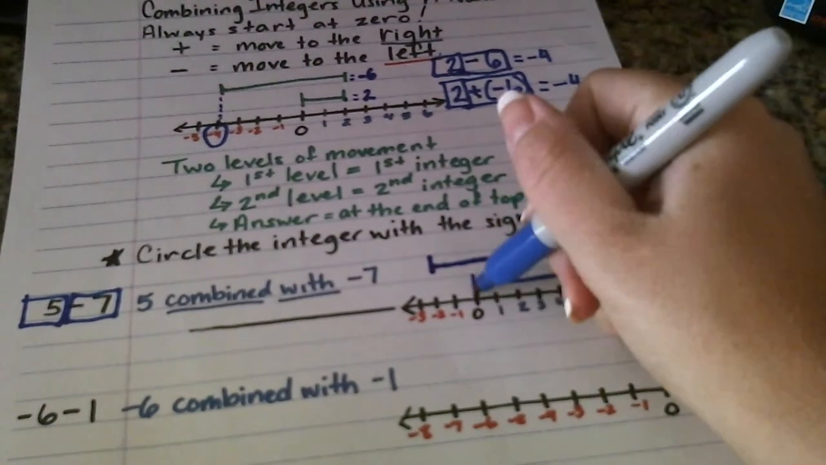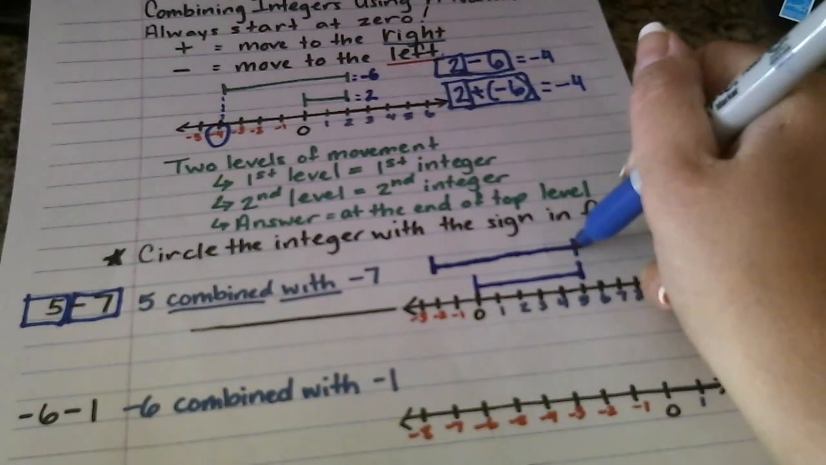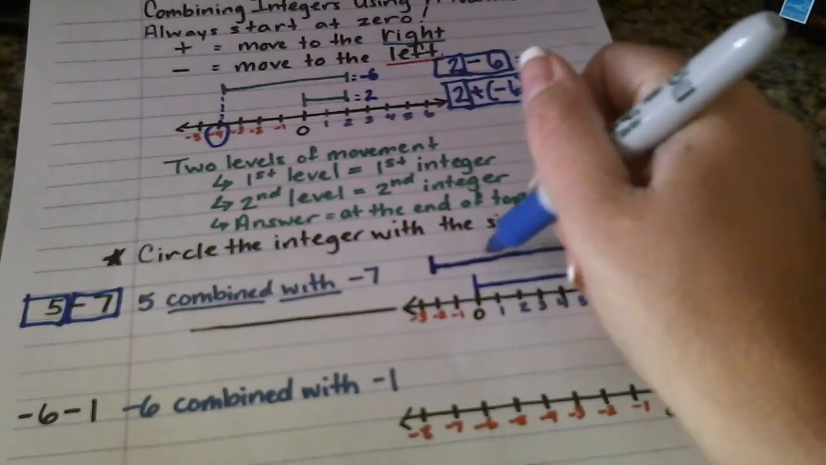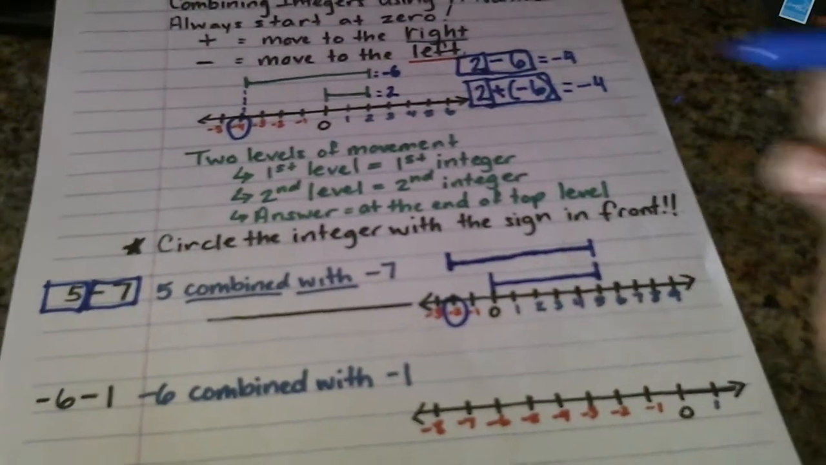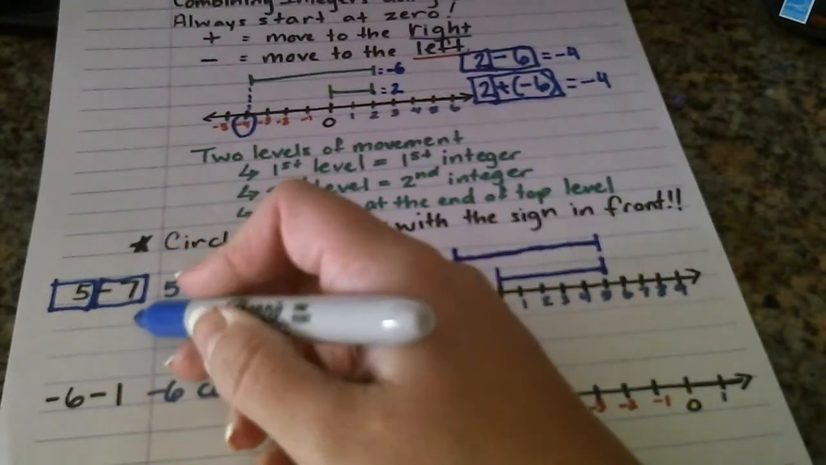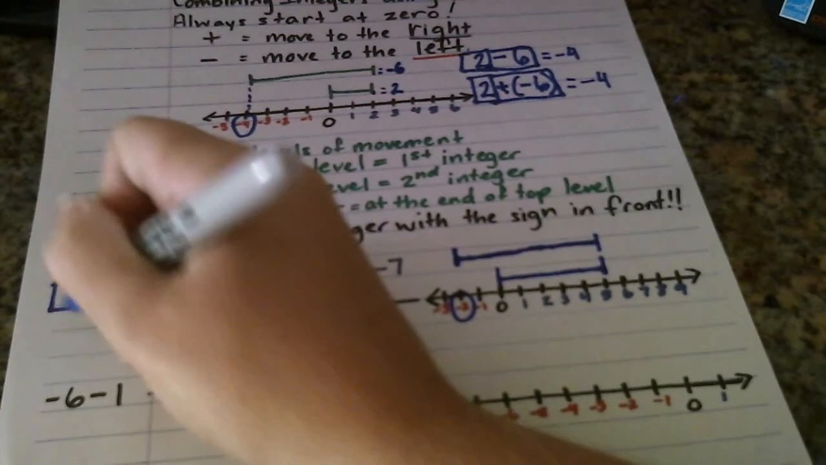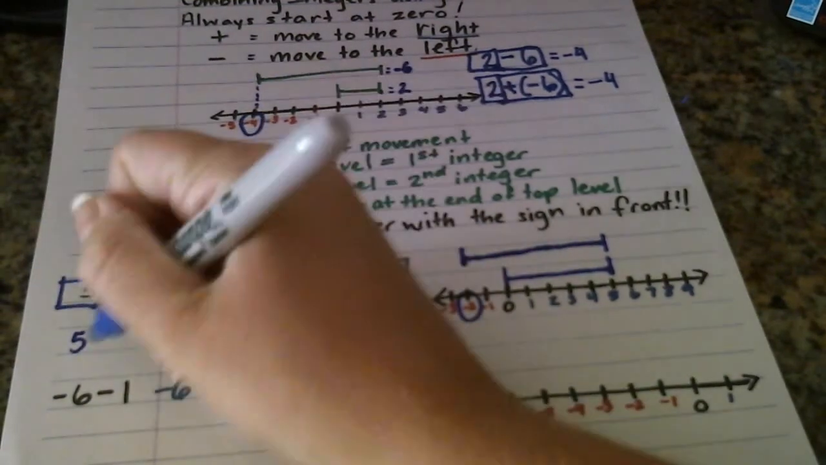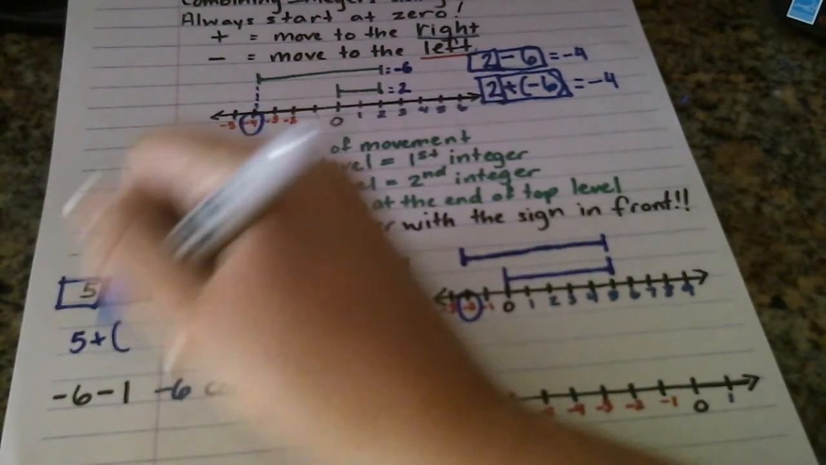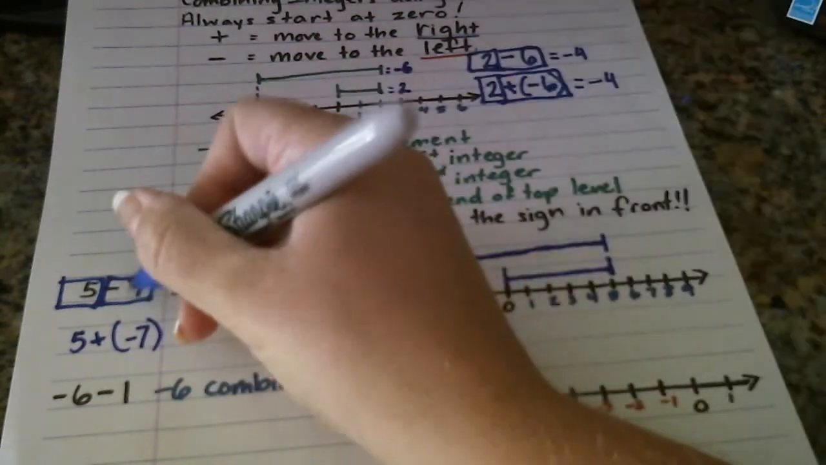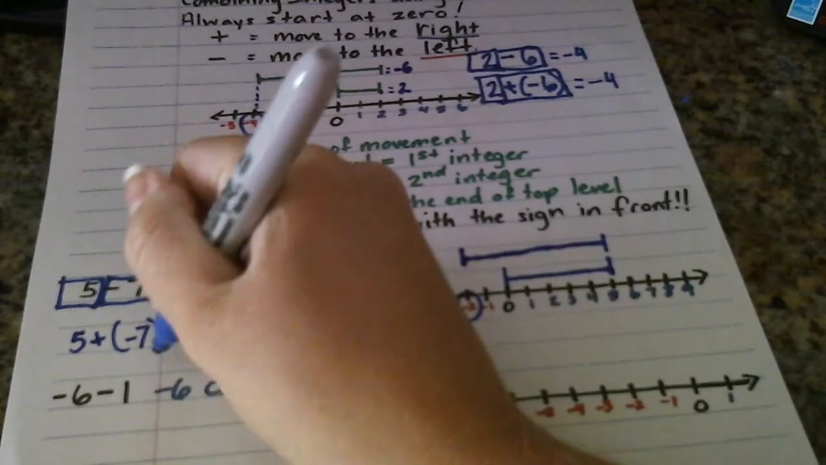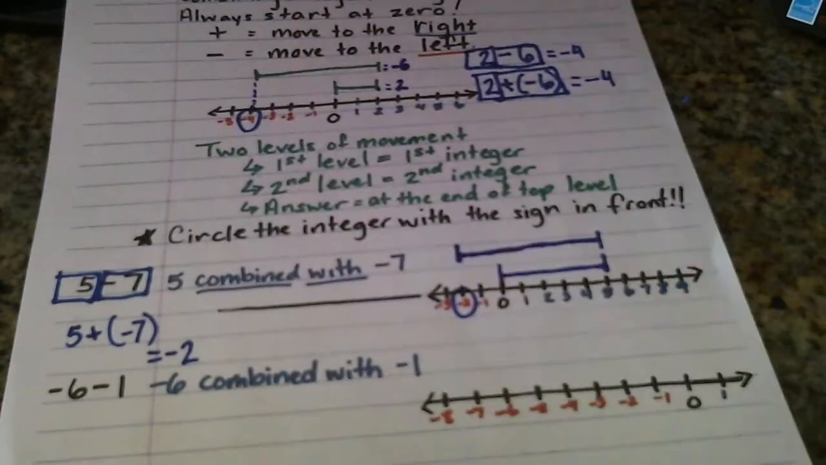So after I moved up 5 spaces and then I moved back 7 spaces, it took me to a negative 2. So that must mean that a positive 5 combined with a negative 7, which could also be written as 5 combined with a negative 7, both of these expressions are equal to a negative 2.